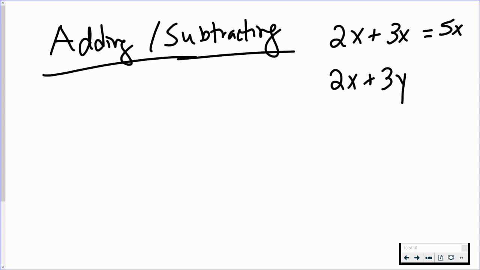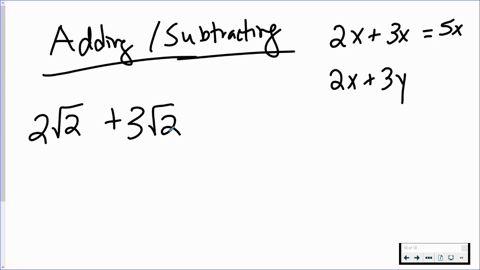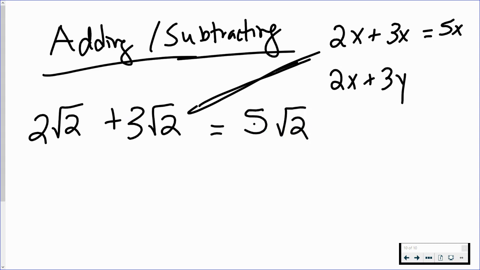So just a quick example, let's say we have 2 square roots of 2 plus 3 square roots of 2. Notice that the square roots are the same. They both have a square root of 2, so we can combine them. 2 plus 3 gives us 5 square roots of 2, just like it gave us 5x when we had 2x plus 3x.